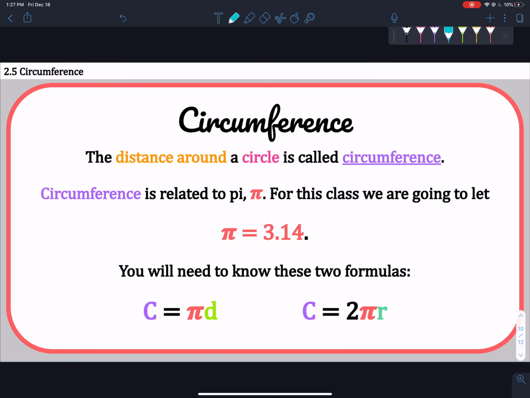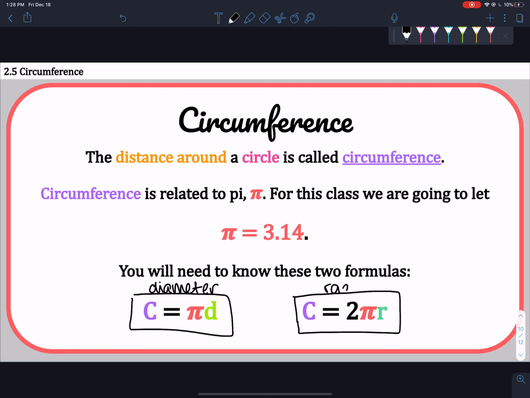And then you're going to need to know these two formulas. Notice that they're slightly different. One involves the diameter and one of them involves the radius. So if we're given an example where we have the diameter, we're going to use this formula. This one's specifically for diameter. If we have a diagram where we're just given the radius, we're going to use this formula. Notice the difference between them. The one with diameter is just pi times diameter. The one with a radius is 2 times pi times r. If you remember, the diameter is 2 times the radius. So that's why we have to multiply by 2 in the second formula. We're trying to make that radius into the diameter.